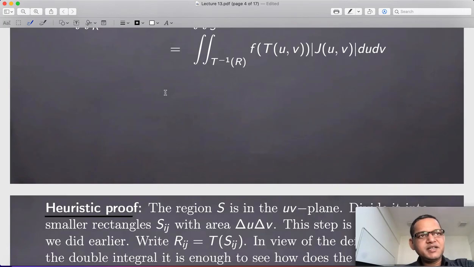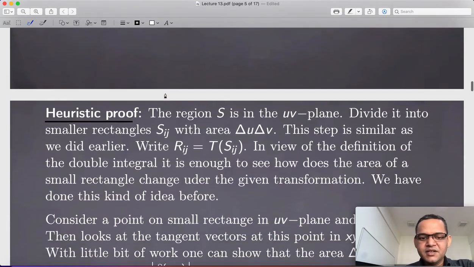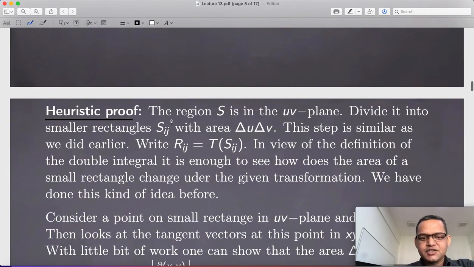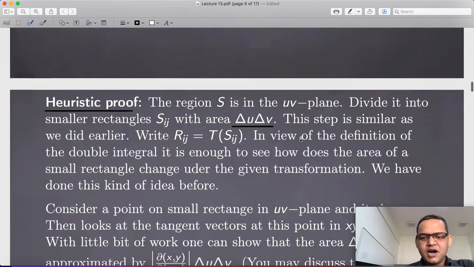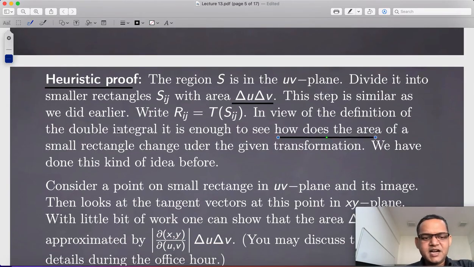So we need to basically see the same thing. If we can figure out that when I decompose one domain into smaller rectangles, how does the small rectangle transform into the new domain, and how does the area change? Once I have that, then I am done, isn't it? So this is what I have written here. We need to see that if I divide this into smaller rectangles, the area is this. So how does this area of the small rectangle change under the given transformation?